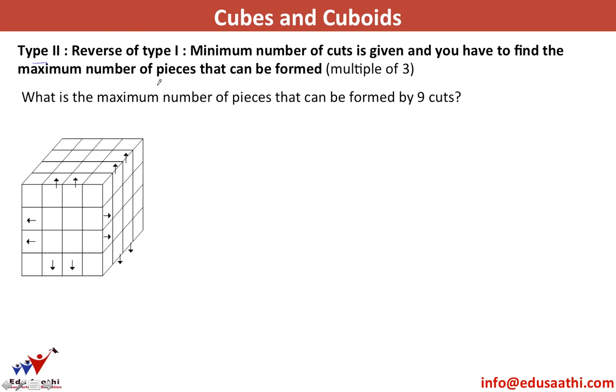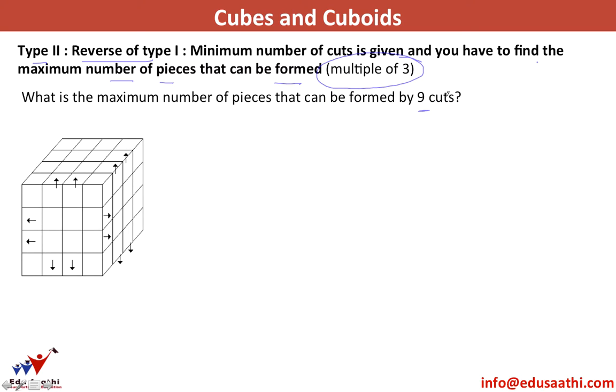Type 2. Now type 2 is the reverse of type 1. What if the minimum number of cuts is given, and you have to find the maximum number of pieces that can be formed? Now case 1 here is that the minimum number of cuts is a multiple of 3. For example, what is the maximum number of pieces that can be formed by 9 cuts? This is the total reverse of type 1.